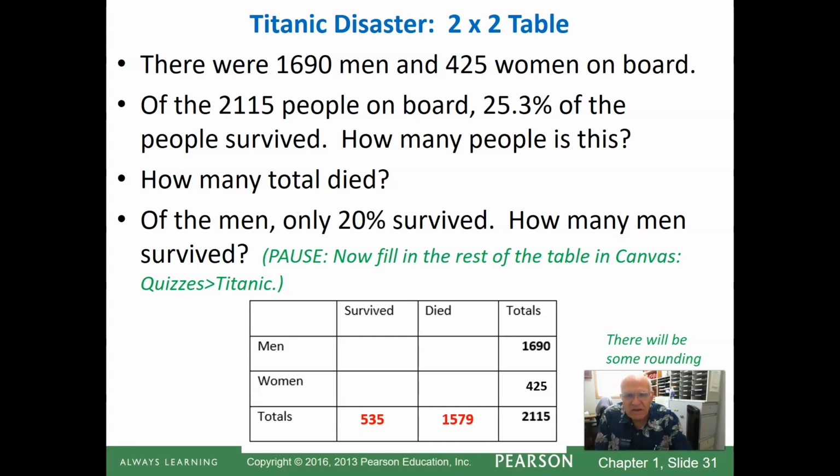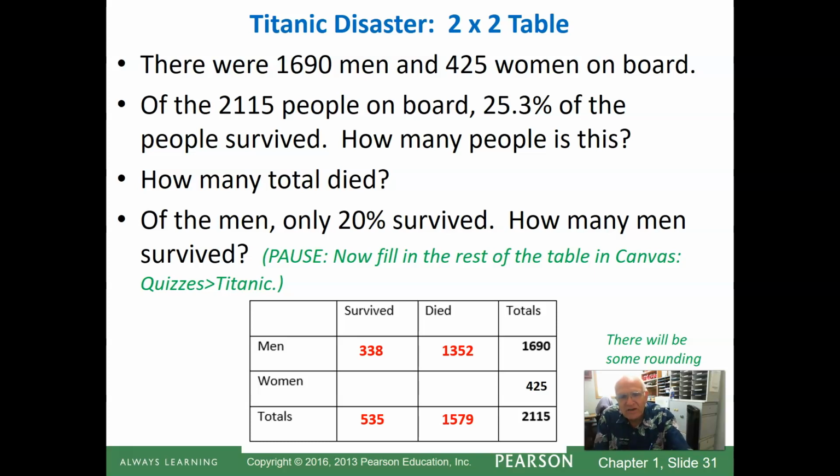Now, it does say something about of the men, only 20% survived. So we know there were 1,690 men. If we take 20% of 1,690, which would be, by the way, 169 multiplied by 2, that would be 338. We can put that in the table, right? So 338 men survived, and it would be easy to figure out how many died by taking 1,690 minus the 338. So there are 1,352 men that died. And now we can fill in the rest of this table, right?